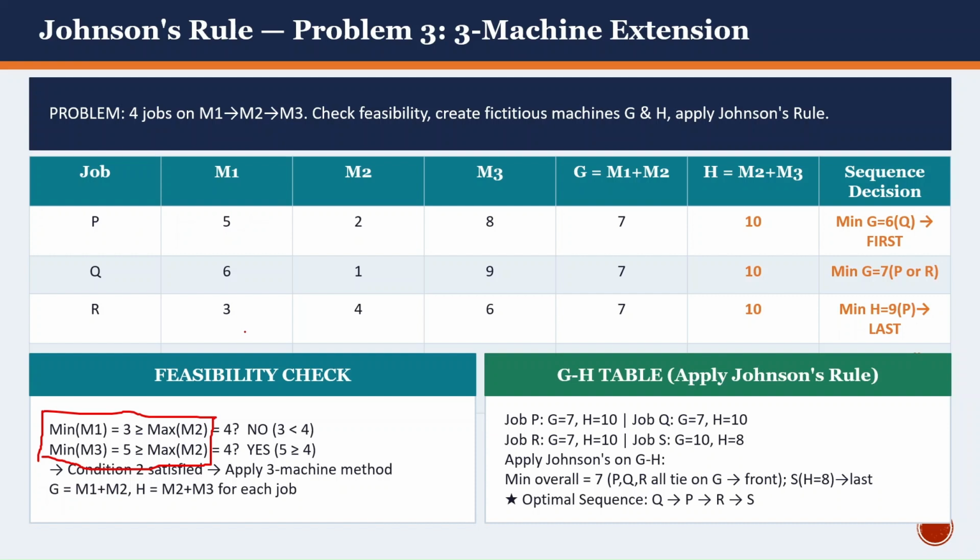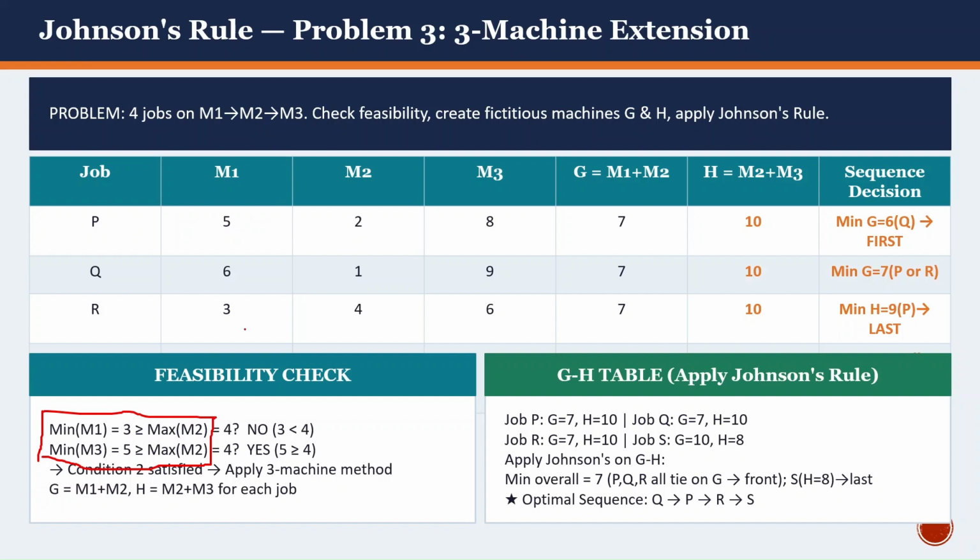In this Johnson's algorithm, we are going to create two fictitious machines. One is G and the second is H. What does G consist of? It consists of the timing of M1 plus M2, and H consists of M2 and M3 combined. This will be the sequence that will be followed for making the operations.